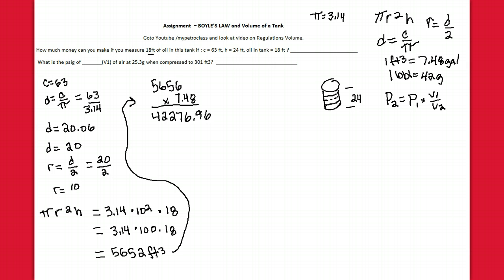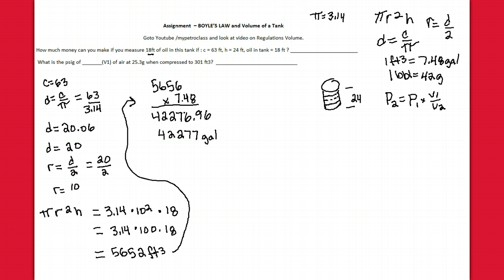4227.96. Now, since we have our final answer in gallons, we'll just go ahead and round this up to 4227.7 gallons. Okay, now how many gallons are in a barrel? It's 42. So we're going to have to divide this by 42, right?